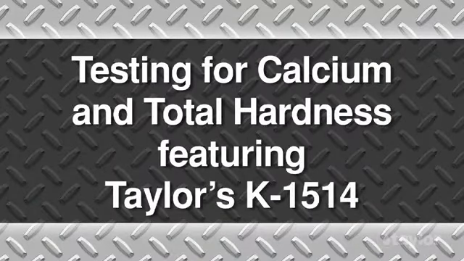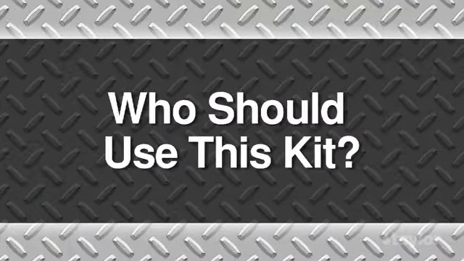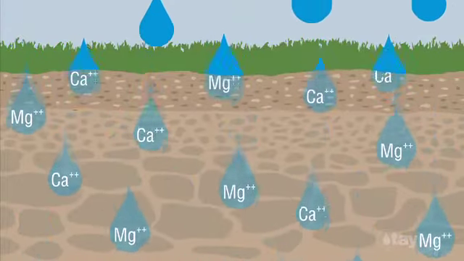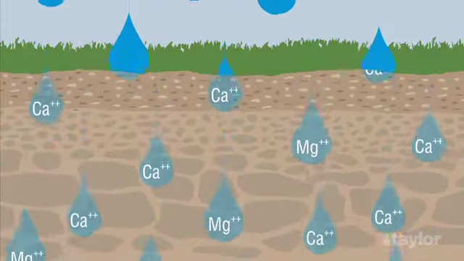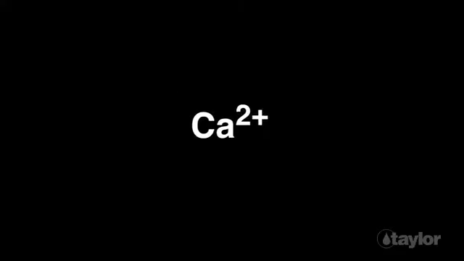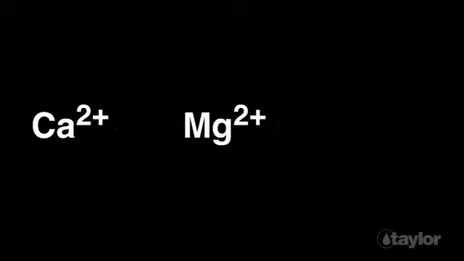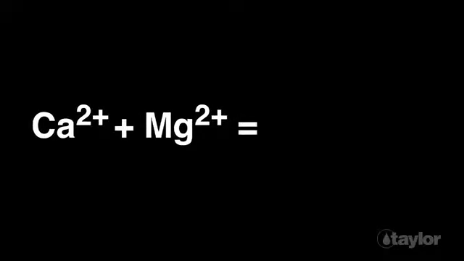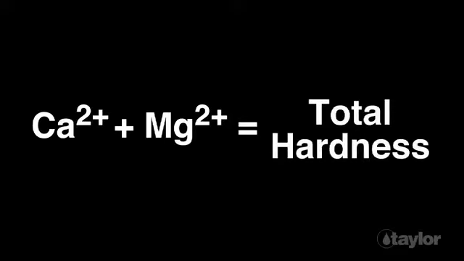Testing for calcium and total hardness, featuring Taylor's K-1514. Who should use this kit? When water percolates through rocks and soil, it picks up minerals such as calcium and magnesium. The sum of these calcium and magnesium ions that are present in water constitute what is considered total hardness.